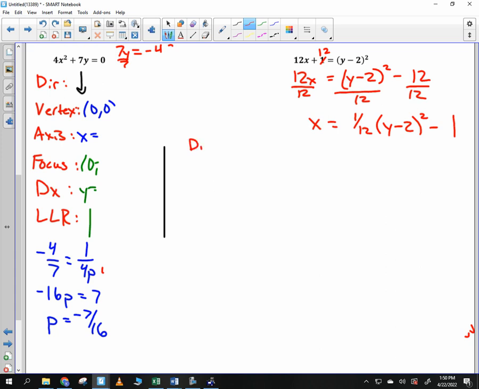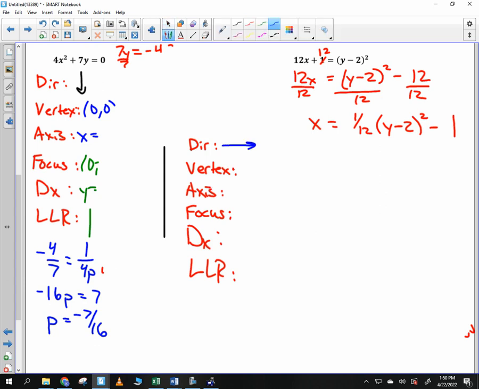I have direction, vertex, axis of symmetry, focus, directrix, and length of the latus rectum. So there's like a 1 in front of the (y minus 2) squared. So 1 divided by 12 is the same as multiplying by 1/12. Okay, so direction: up, down, right, or left.